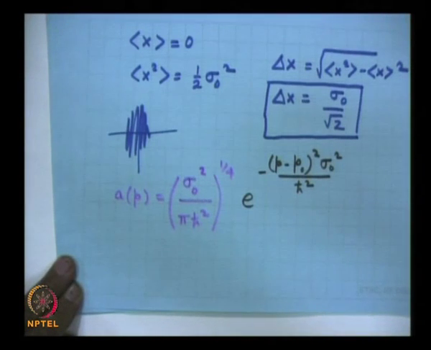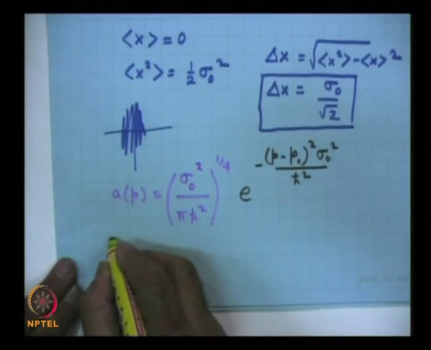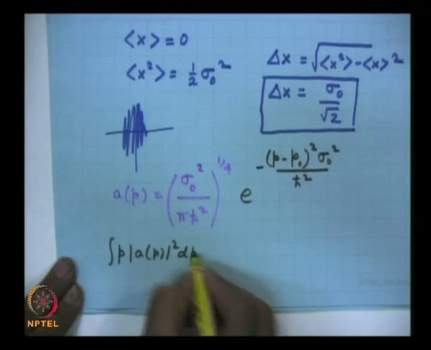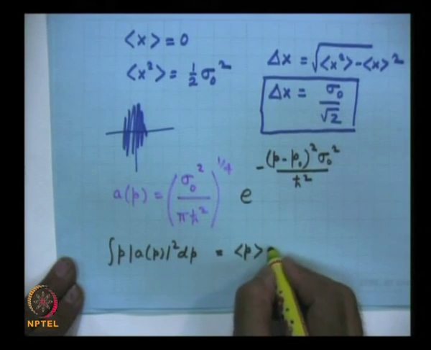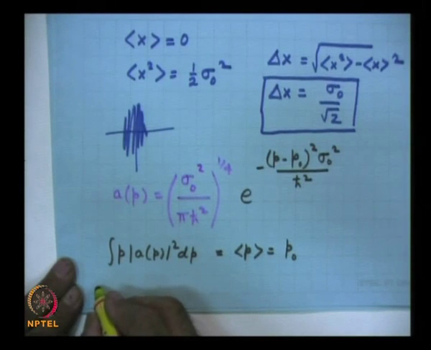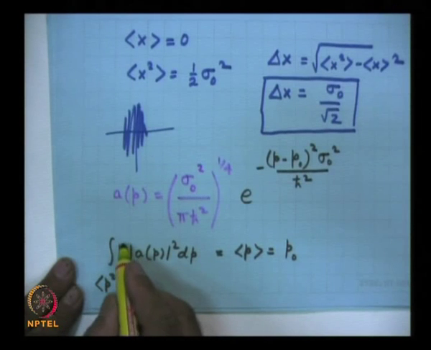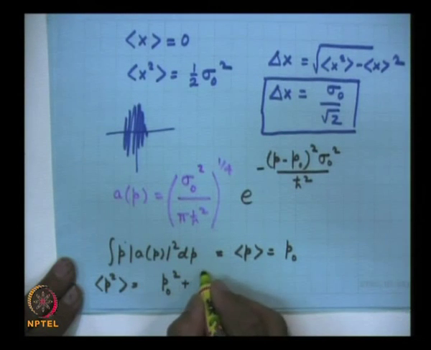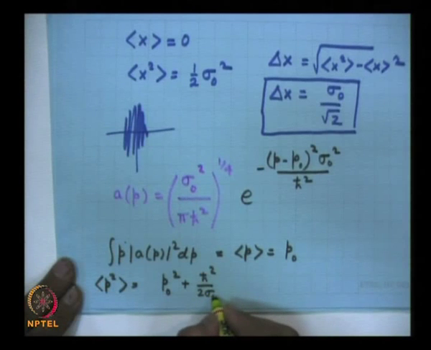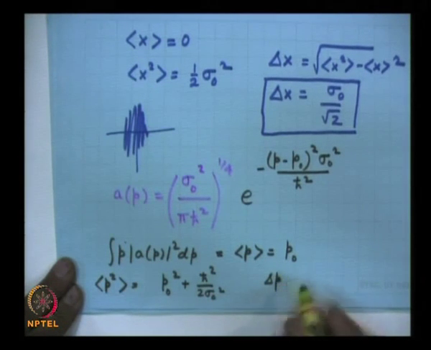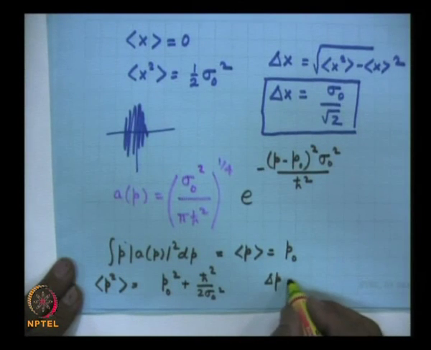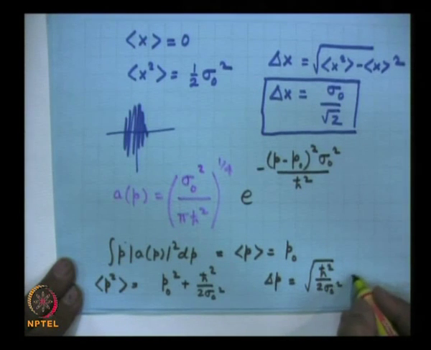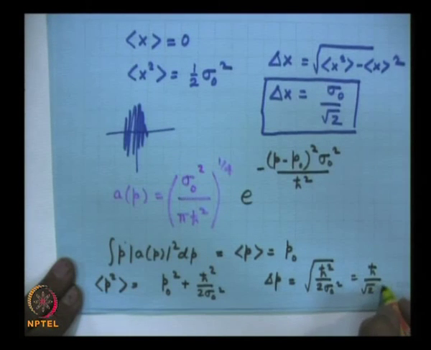So, if you plot the momentum distribution function, then you will find that p mod a p square dp, this will be the average value of p, and this will come out to be p 0. The average value of p square, if you carry out this integration, one can show that this will come out to be p 0 square plus h cross square by 2 sigma 0 square. So, delta p will be this minus square of this. So, delta p will be under root of h cross square by 2 sigma 0 square. So, this will be h cross by root 2 sigma 0.